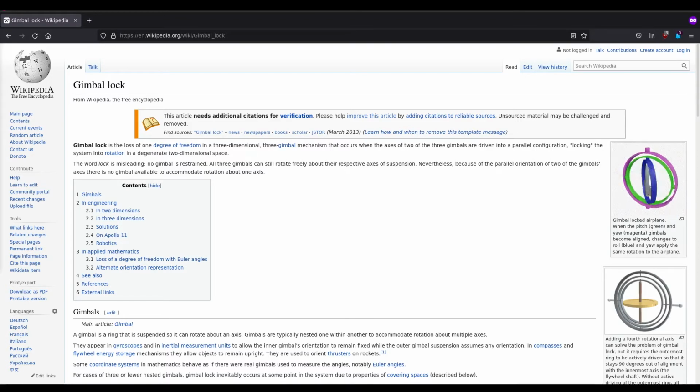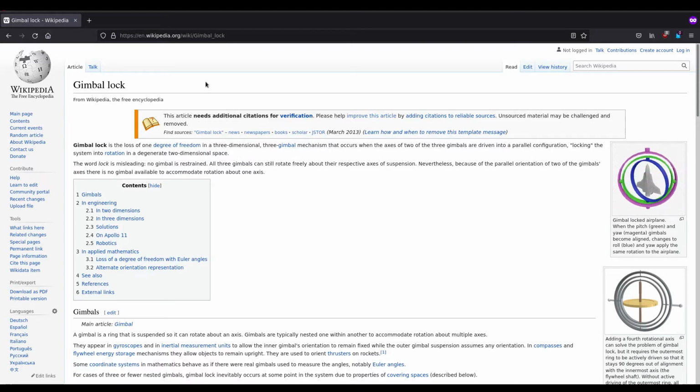Gimbal lock is technically a physical phenomenon in which you have a series of rings which can rotate about one another. To see such a device, visit Wikipedia. Wikipedia defines gimbal lock as the loss of one degree of freedom in a three-dimensional space. This loss of degree of freedom occurs when the axes of two gimbals are driven parallel to each other, essentially locking the system into a two-dimensional space.